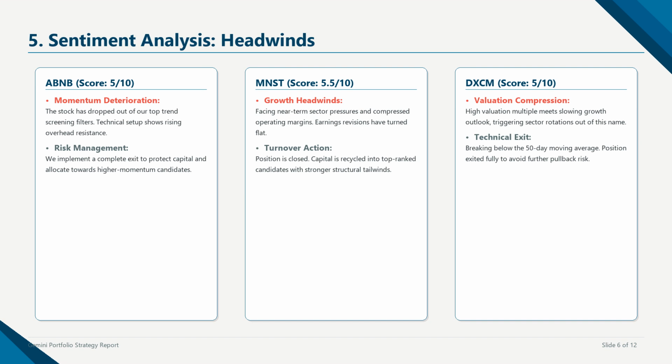Minimizing holding drag is essential for compounding portfolio returns over time, and our systematic screening helps us avoid the sunk cost fallacy. By eliminating these underperforming assets, we keep our capital efficient and highly active.